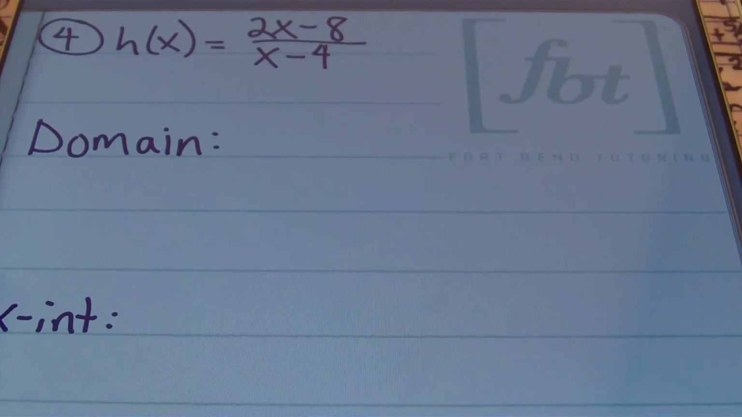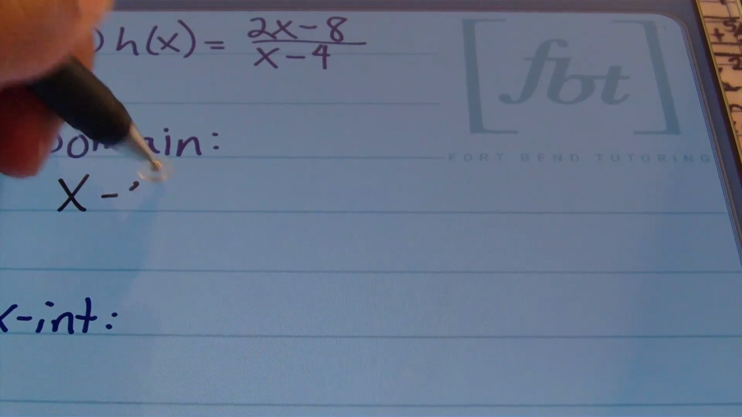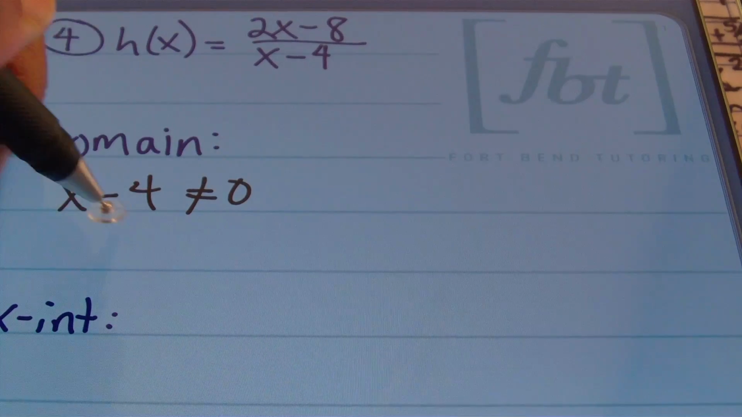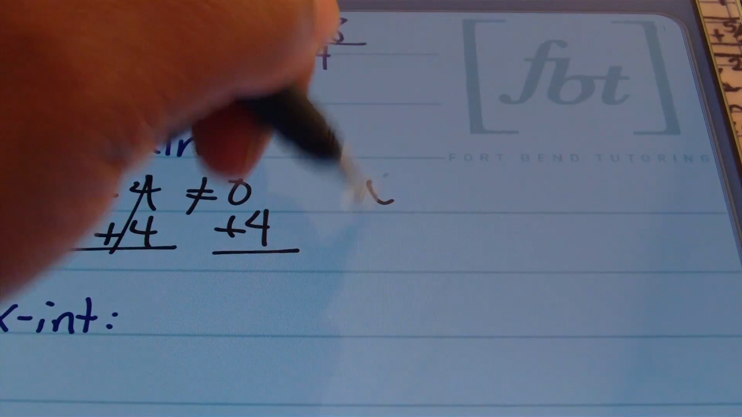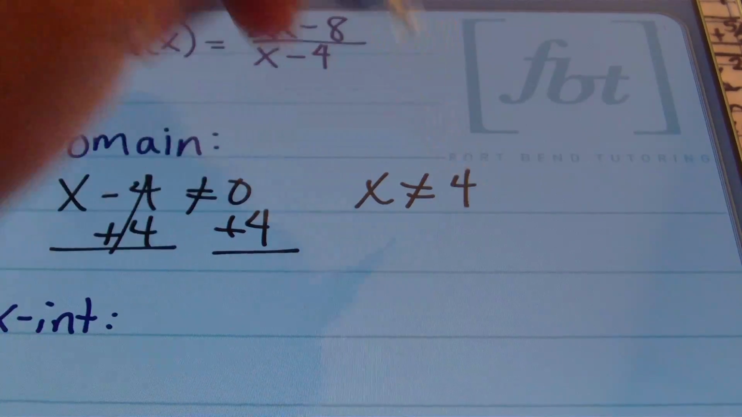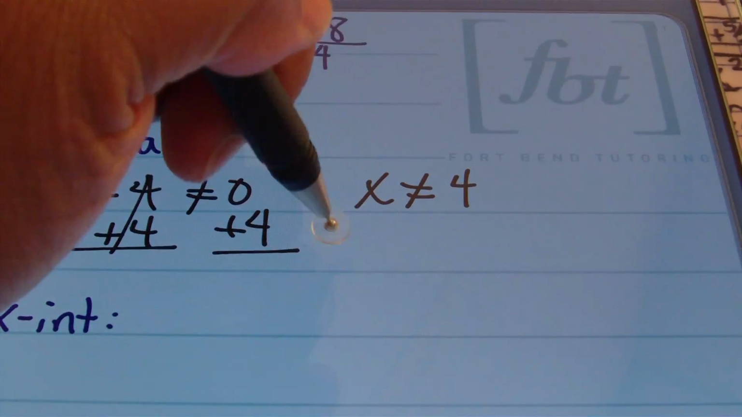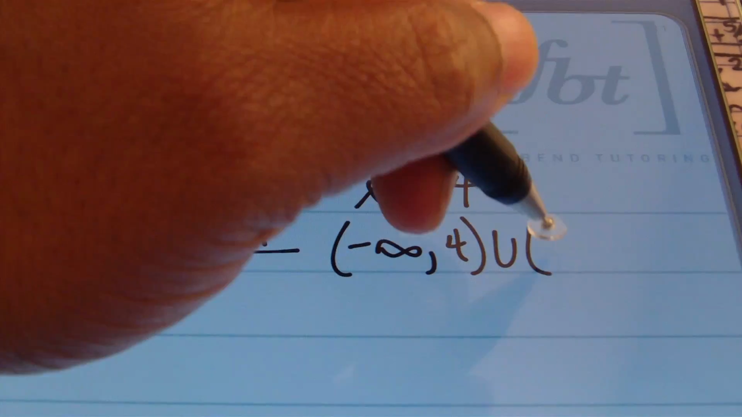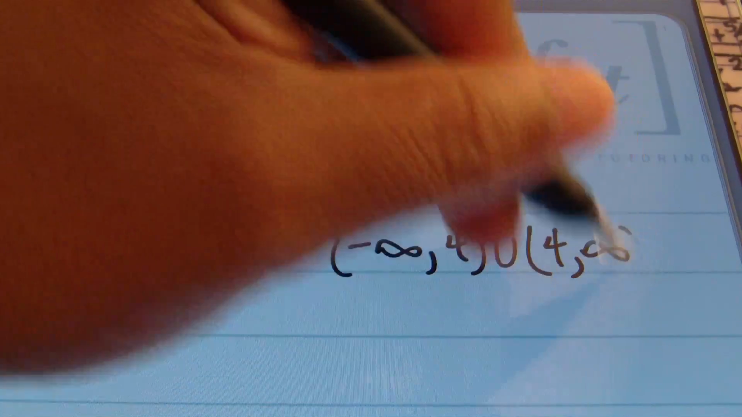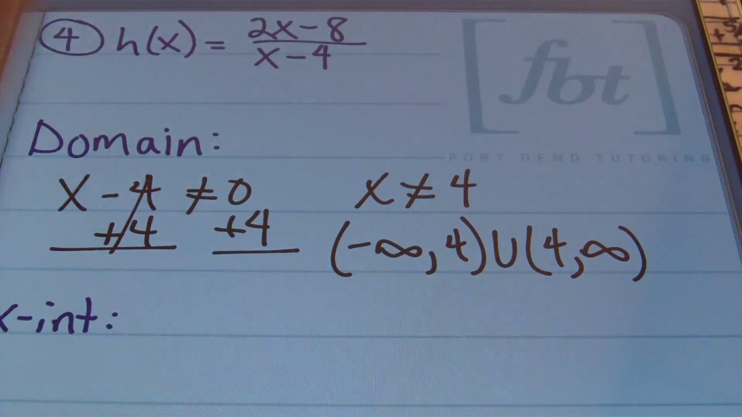So check this out. We have a domain that we need to find first. That means we'll need to set the denominator not equal to 0. So I have x minus 4 cannot equal 0. If I add 4 to both sides, I end up with x cannot equal 4. In interval notation, you have negative infinity to 4 union 4 to positive infinity. That's my domain. I know that my value of x cannot equal 4.